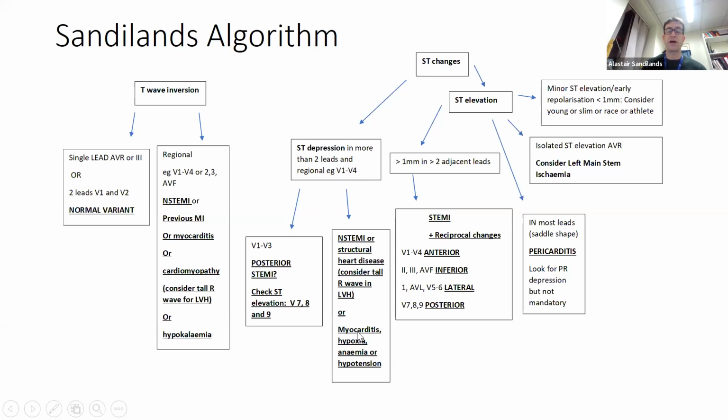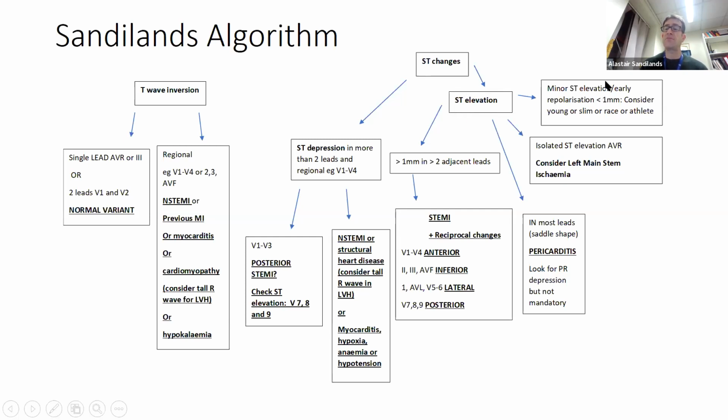Again, it could be myocarditis, hypoxia, anemia, or hypertension. We thought these were the main causes of ST depression. It's not an exhaustive list, but the main causes you would see. And then finally, which is very important, is ST elevation.